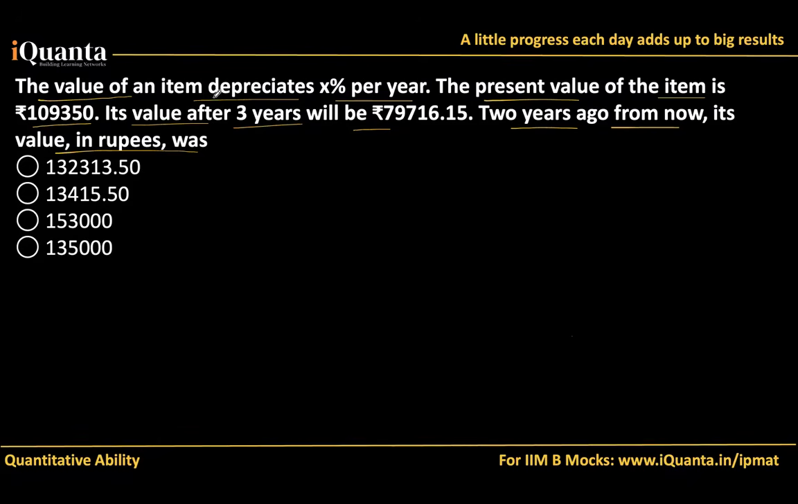So here the value is depreciating. Depreciating means it is decreasing X% per year. The present value of the item is 109350, and it is depreciating X% every year. So when you decrease something by X%, try to write equations in a short form if you know them. When you decrease 109350 by its X%, obviously you'll take 109350 and simply multiply it with 1 minus x by 100.